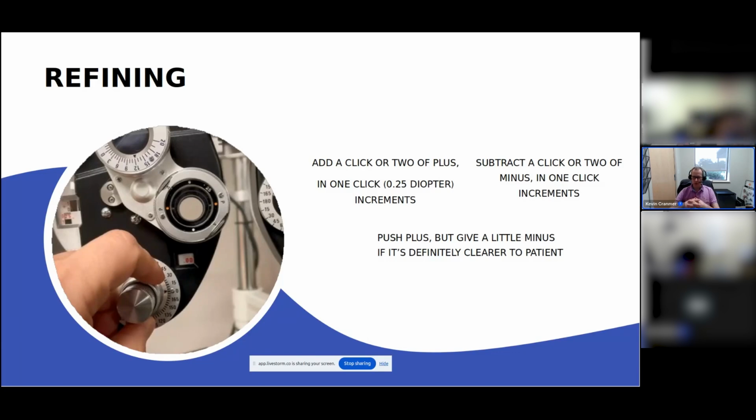So if you give 2 clicks of more minus power, you have to give 1 click of plus power of sphere. And again, that's because when you add more cylindrical power, you're also adding some spherical power that's equal to 1/2 of the cylindrical power. So we'll be practicing that in our practicum here. But again, if you don't do that, then you're going to change the patient's prescription for the worse.